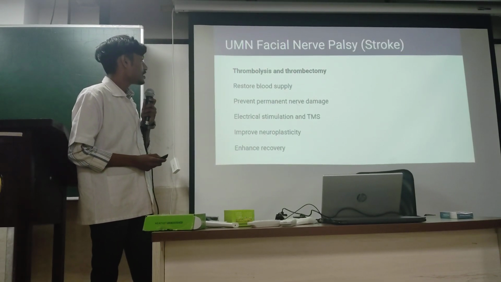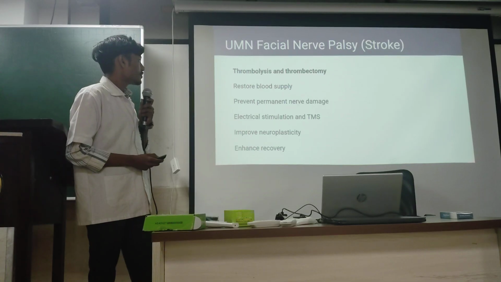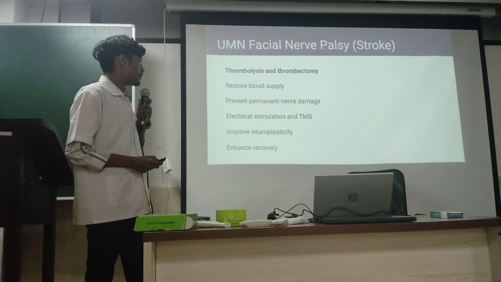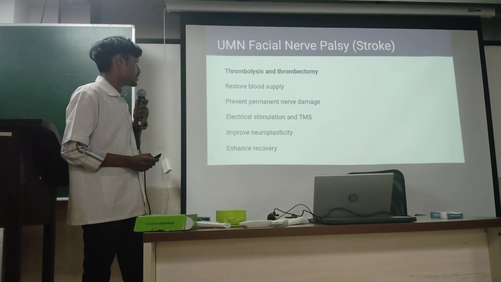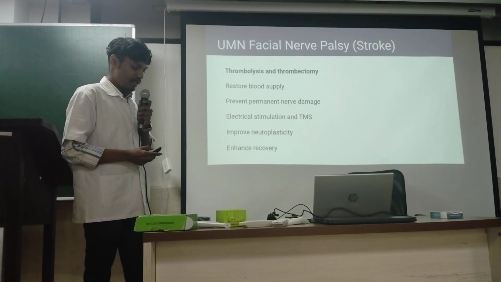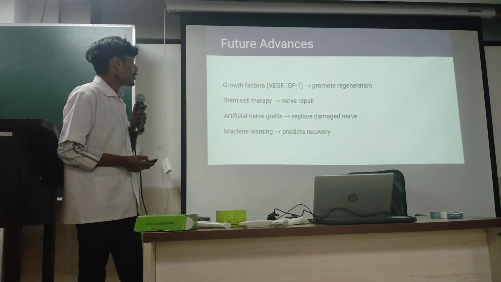Upper motor neuron facial nerve palsy. Some of the advances are thrombolysis and thrombectomy. They restore blood supply and prevent permanent nerve damage. Electrical stimulation and TMS improve neuroplasticity and enhance recovery.